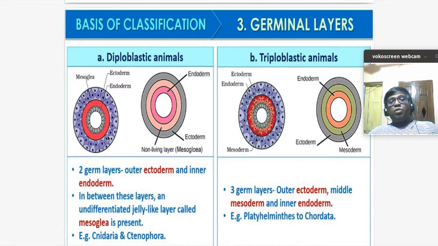These diploblastic animals you can notice in phylum Cnidaria or Coelenterata, and phylum Ctenophora. In triploblastic animals, they have three germ layers, outer ectoderm, middle mesoderm, and inner endoderm. So from Platyhelminthes to Chordata, all of them are triploblastic animals.